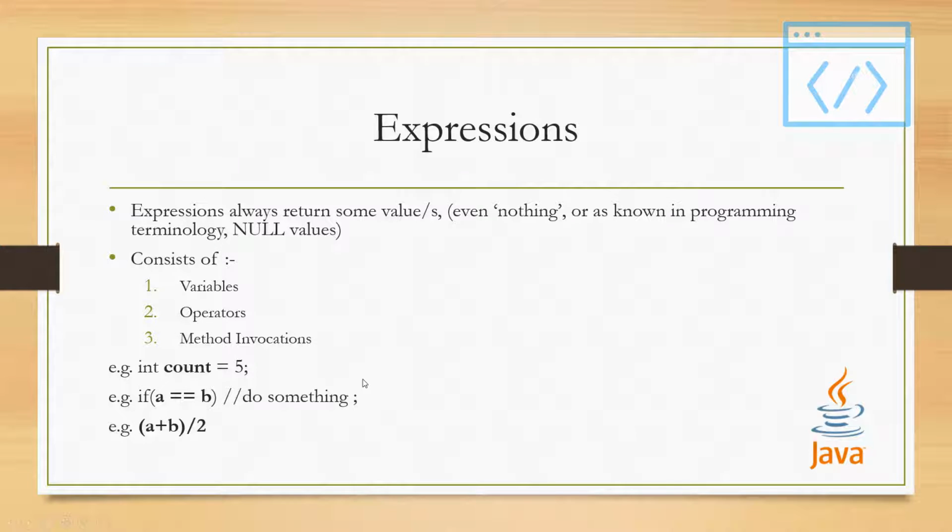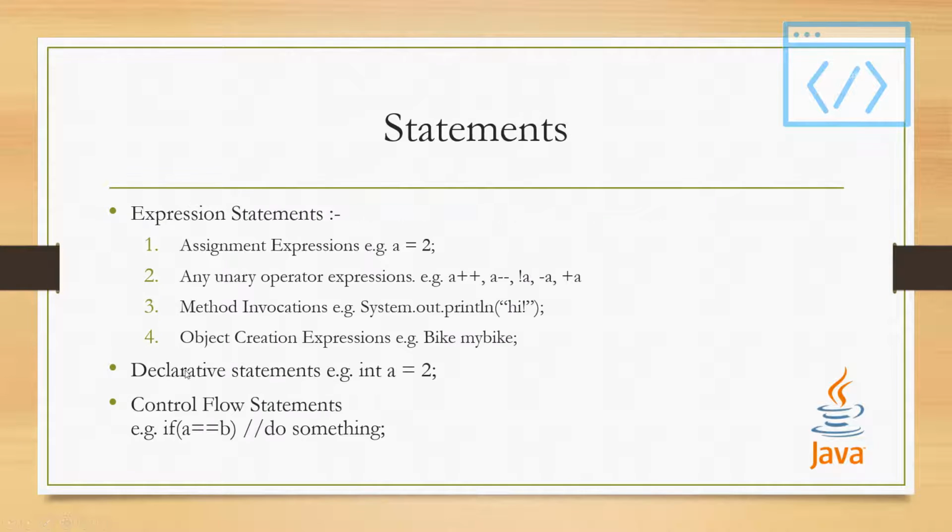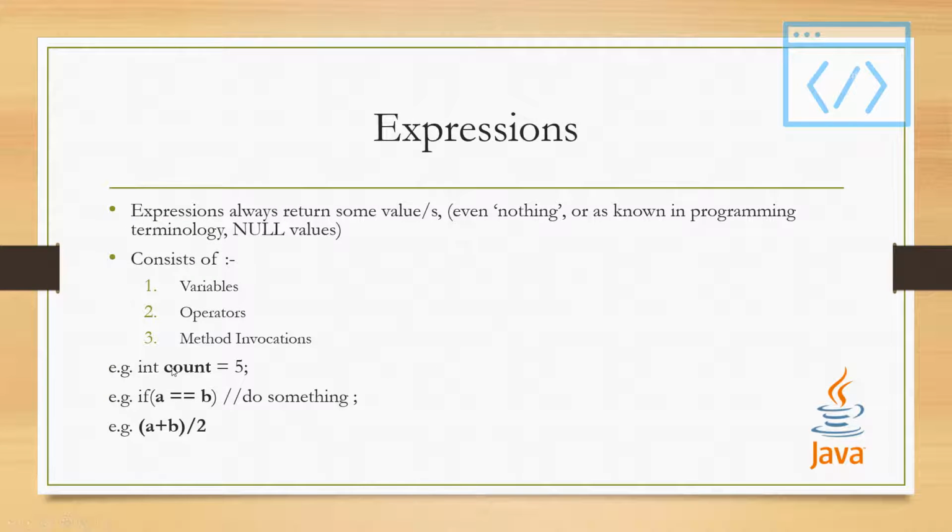So if you can see the bolded bits in the examples, let's move back. Yeah, so you can see the count here, because count will always return some sort of value, and generally whatever value is assigned to it will be returned by count. So that there is an expression. So int count equals 5. That's an expression. The same way when you say, for example, if a equals b, then do something.